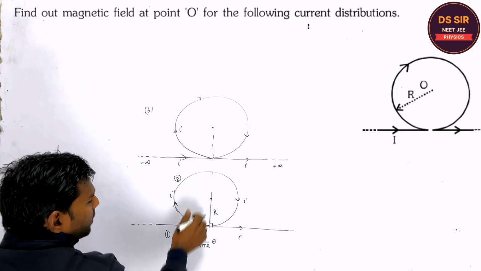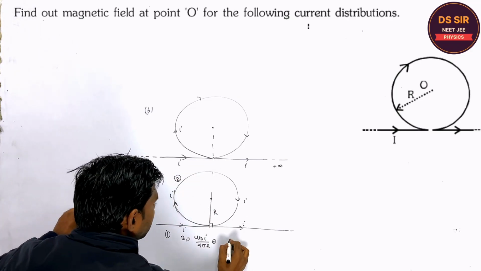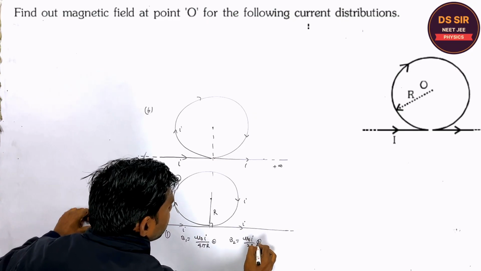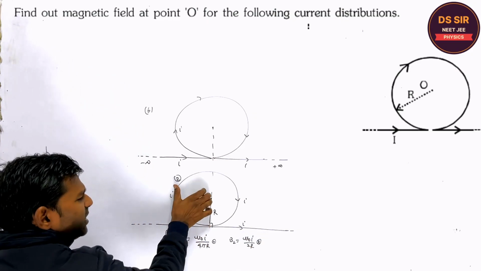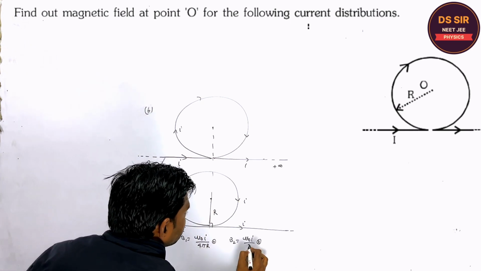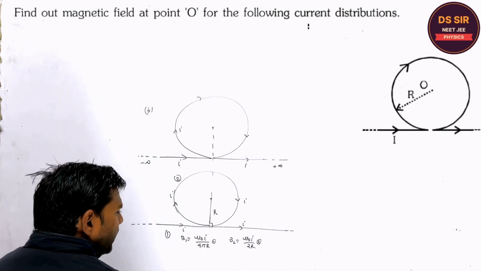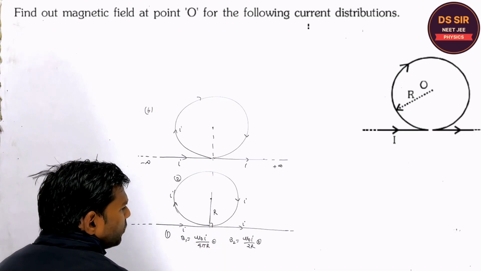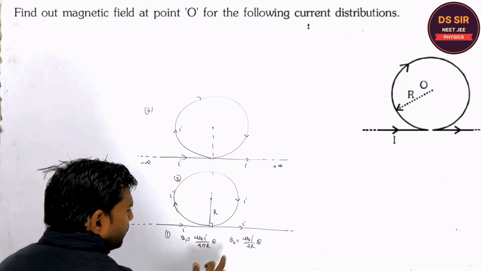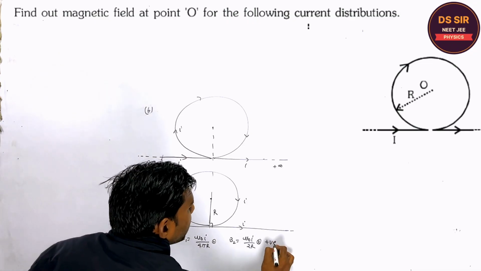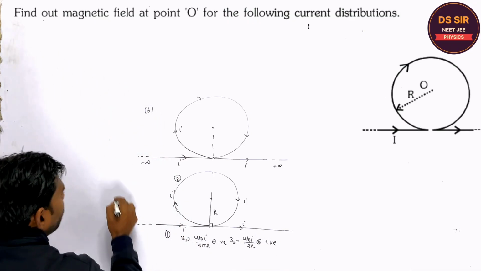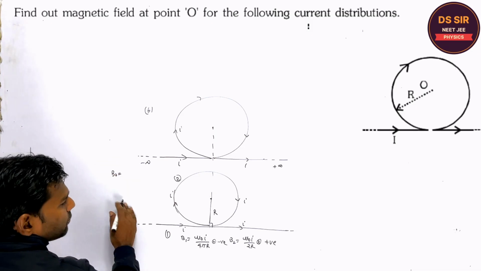And this is into the board. The B2 is mu naught I upon 2R. It is into the board. Is it clear or not? So which is greater, B1 or B2? B2. So you may assume the into direction is positive, then it will be negative. So what is the net magnetic field at O?